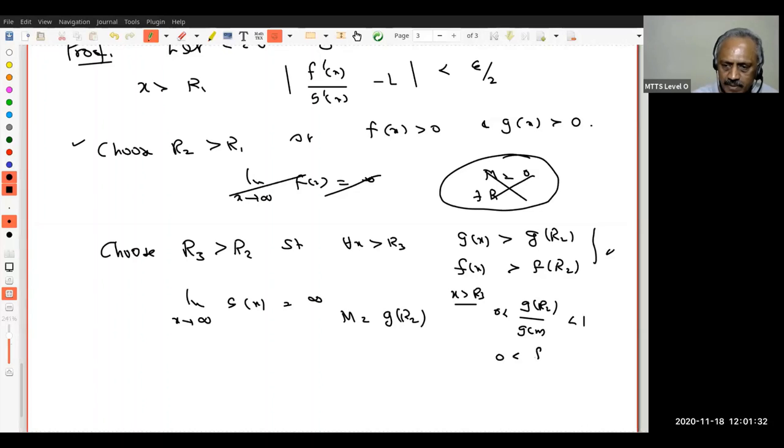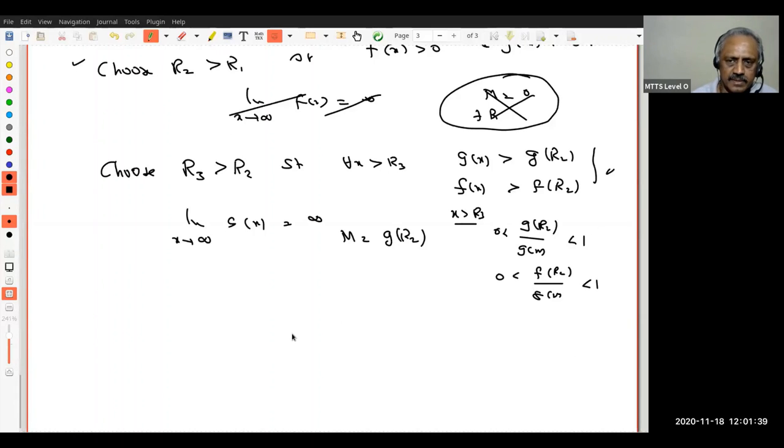Similarly, for f of R2 by f of x. You will see a well laid down proof in my article. So, at present, I want you to think like an analyst. You keep all the things and keep on doing and arrange this proof. Is that clear? So I chose an R3 so that this happens.